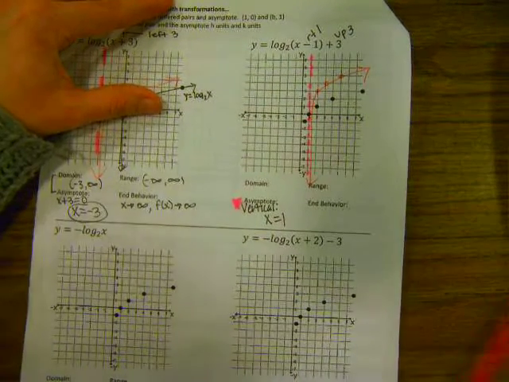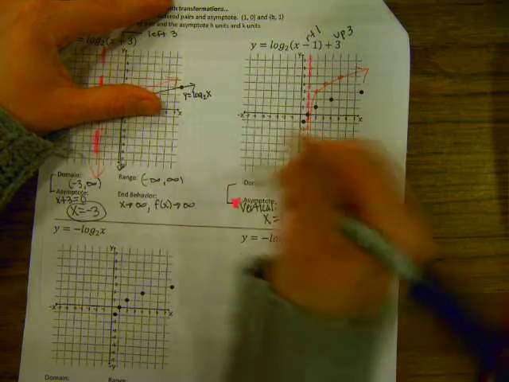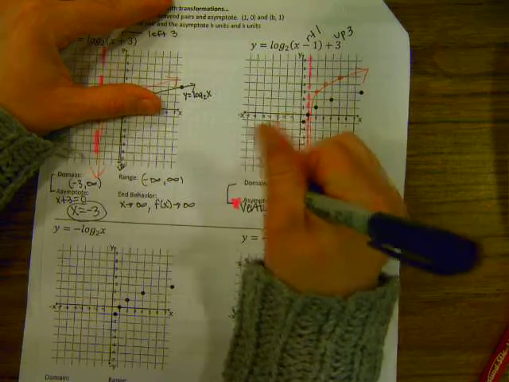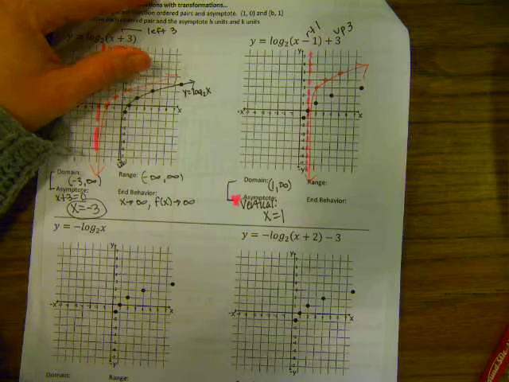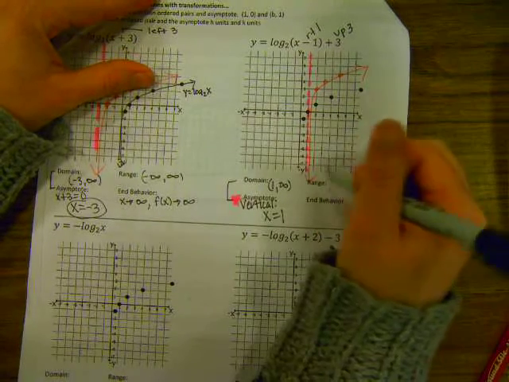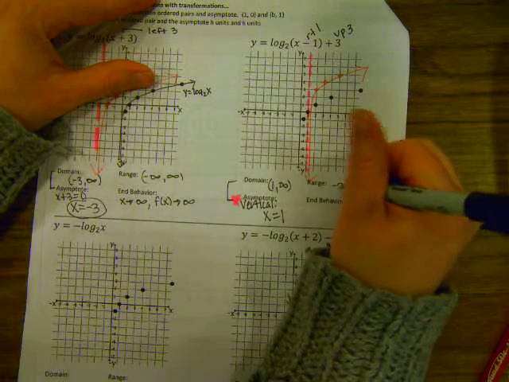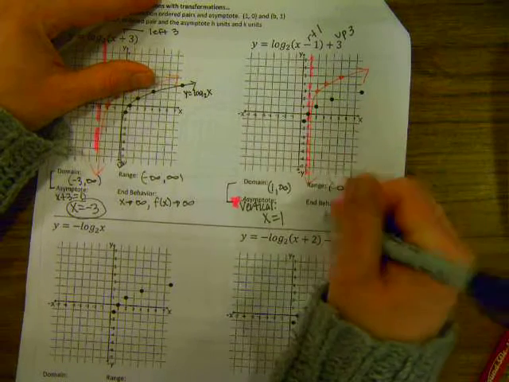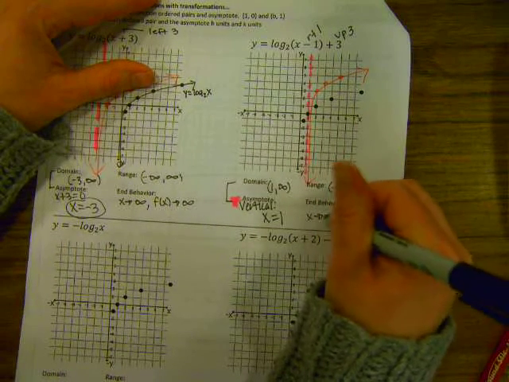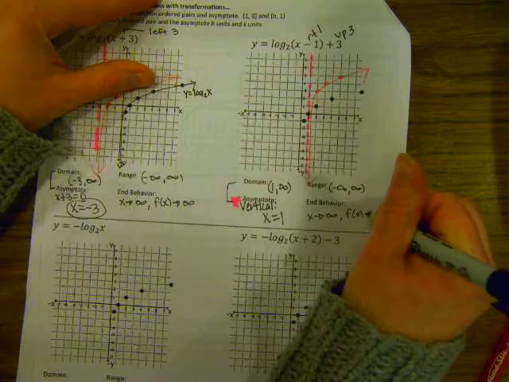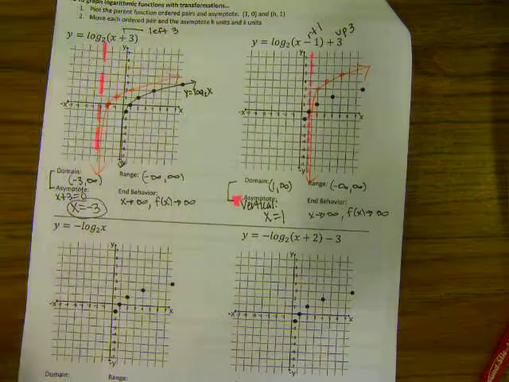The domain matches the asymptote. The domain is from 1 to infinity. The range is still all real numbers. And the end behavior is still the right side of the graph. Y approaches positive infinity.